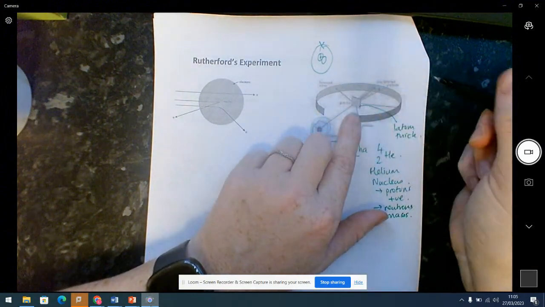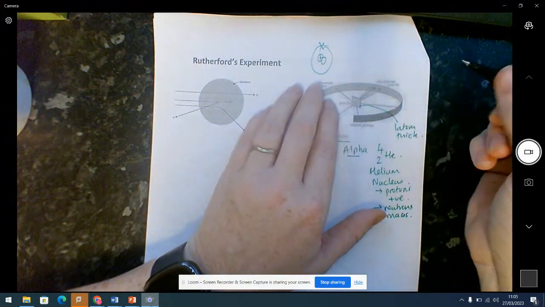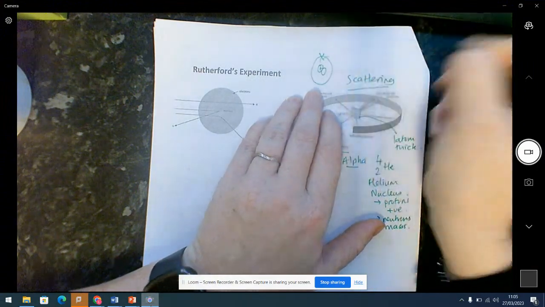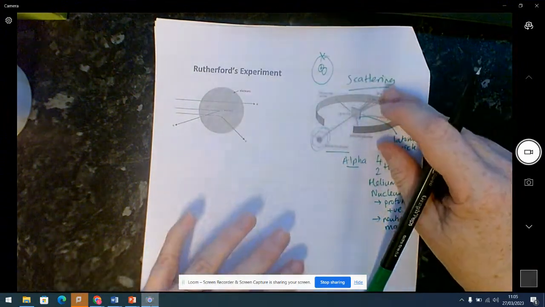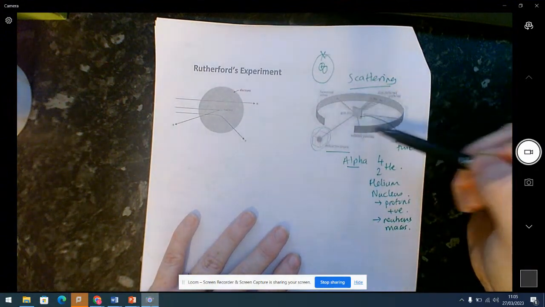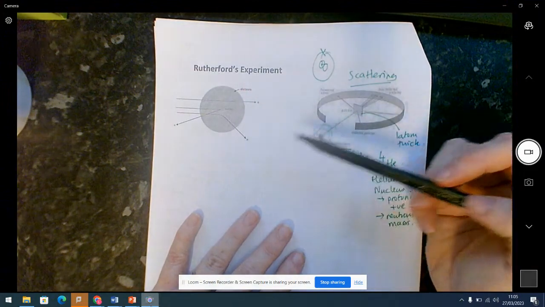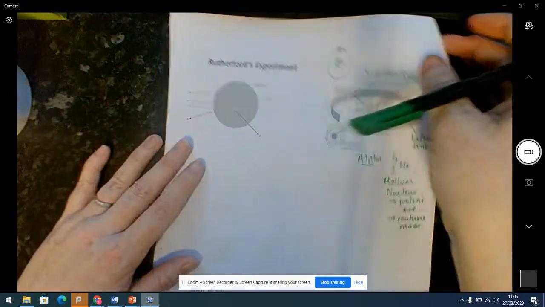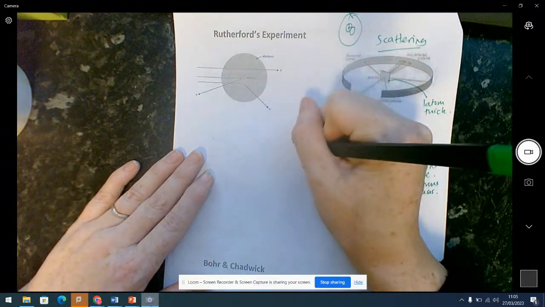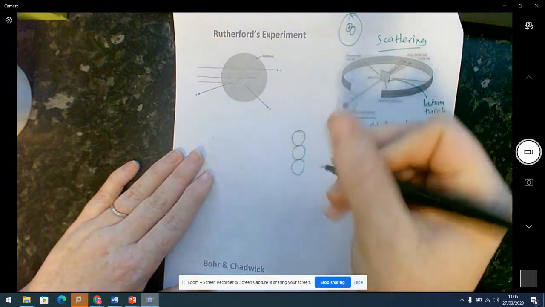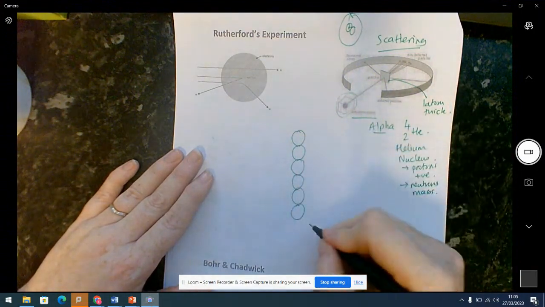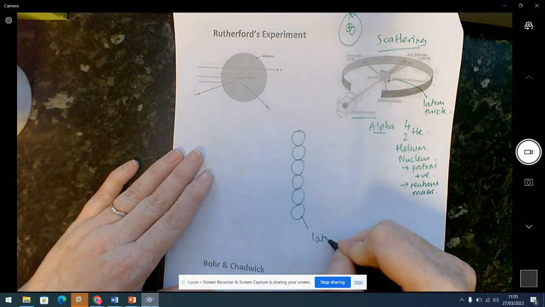And something strange happened. We actually got what's called scattering. So often you find this experiment is called the scattering experiment. So you can see that the alpha radiation is scattering, and we're going to talk about the ways in which it's scattered and why. So to do that, we're going to draw a diagram. So I'm going to draw a diagram here just to break this model down for you. You can see here is my gold leaf, my gold foil, which is 1 atom thick.